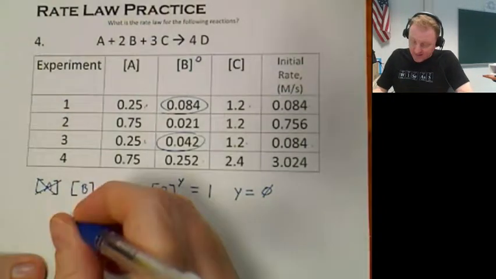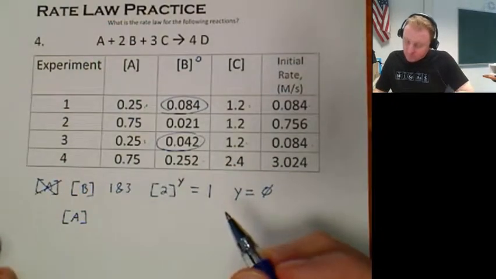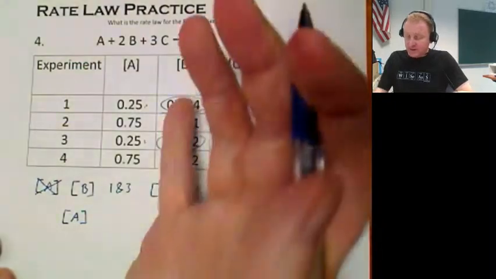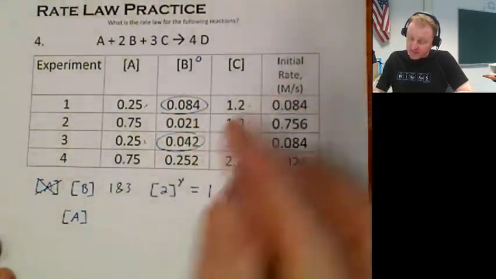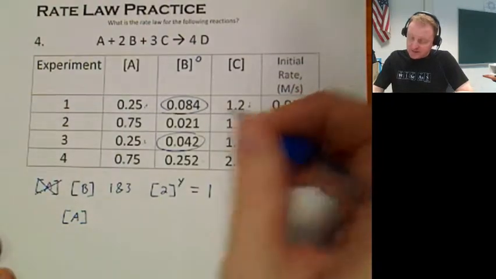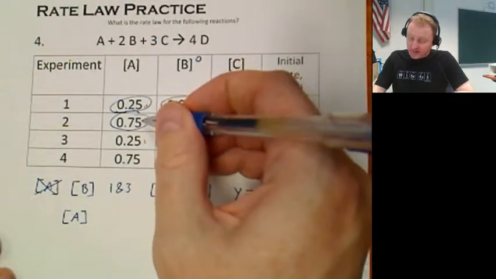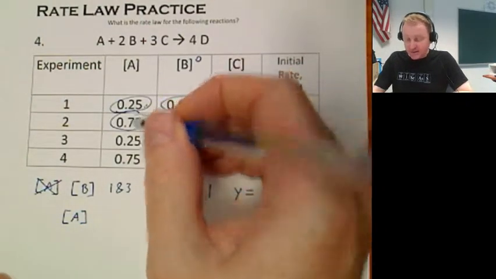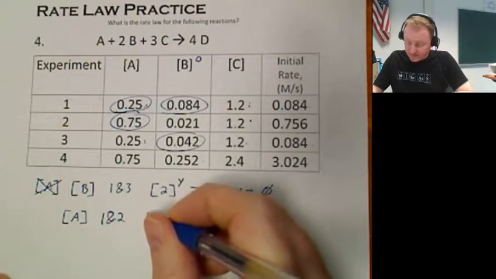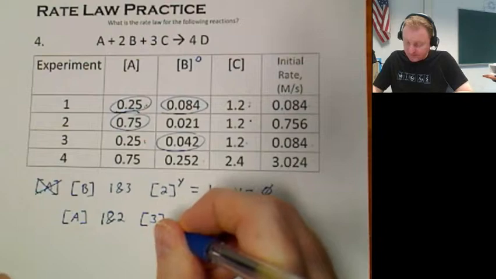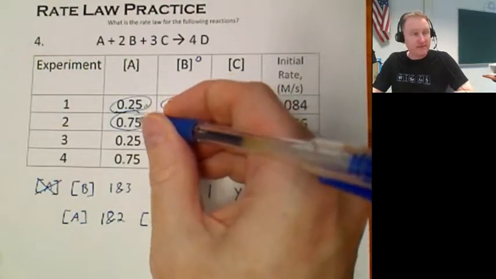So let's go back to A now. For A, since B is irrelevant, its concentrations don't change the rate of the reaction, all I got to do is compare it with C. So in 1 and 2, C is staying the same. So let's just do 1 and 2. Between 1 and 2, I can see that A tripled, right? The concentration's tripling from 25 to 75.